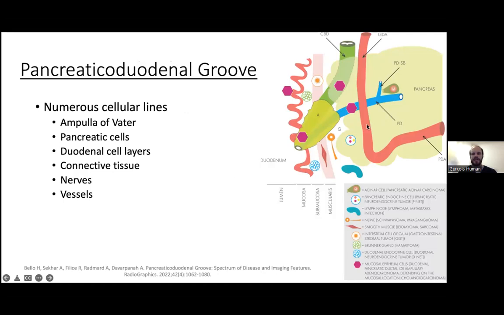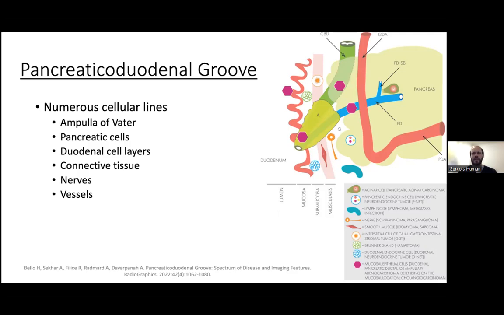cell lines in this region, so it's quite a busy region. This is the ampulla, with the ampullary complex. We've got pancreatic cells, and duodenal cell layers with all their different layers. There's also connective tissue, nerves, and vessels running all through there. The three types of mucosal epithelium that join up and compose the ampulla are pancreatico-biliary, duodenal intestinal, and foveolar-like mucosa. The duodenal wall, as shown here, is composed of four layers: the mucosa, the submucosa, the muscularis propria, and the serosa.